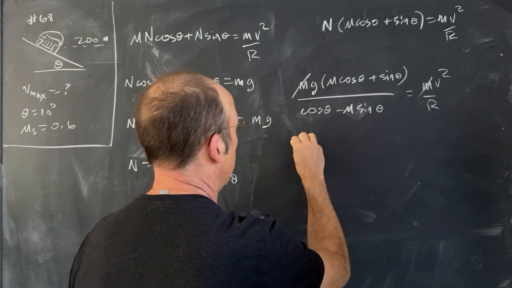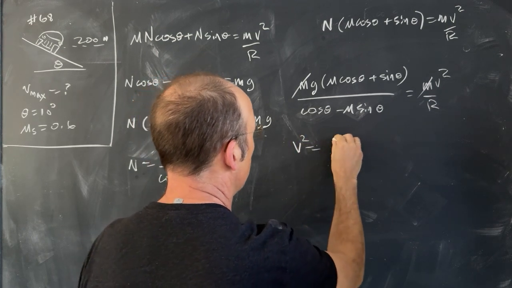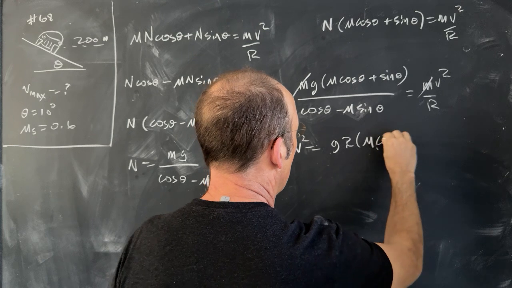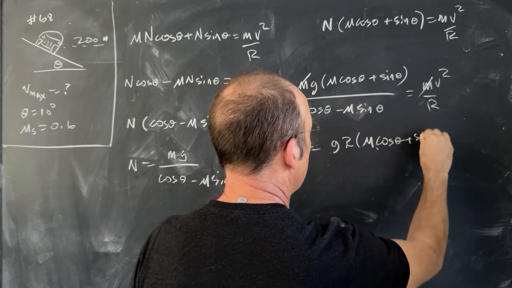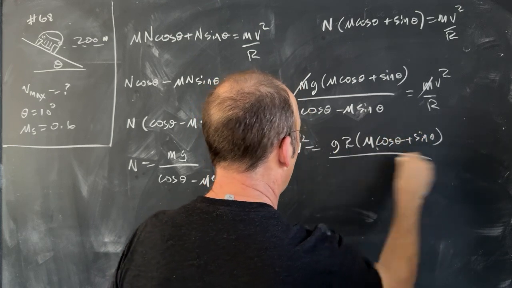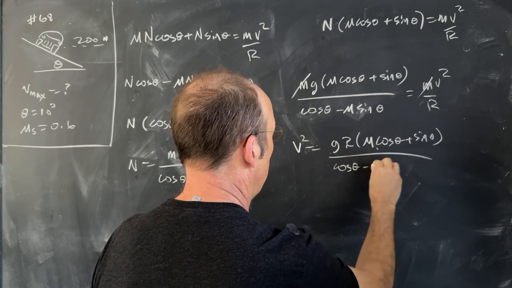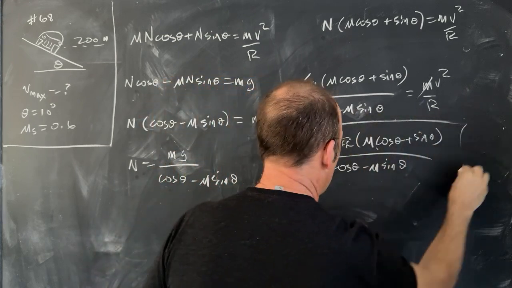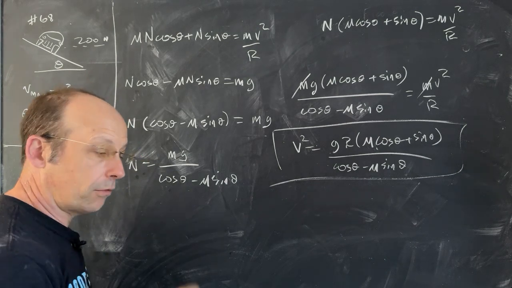There it goes. OK. And then multiply by r, and I get v squared. So let's just say v squared is equal to g r times mu cosine theta plus sine theta over cosine theta minus mu sine theta. OK, I'm going to go ahead and plug in my numbers.